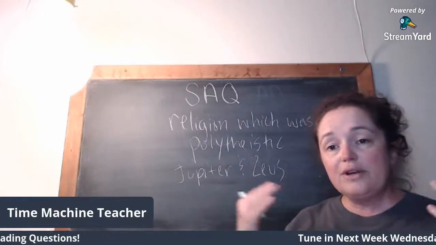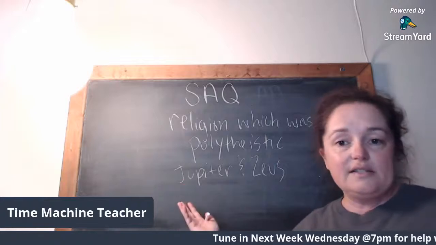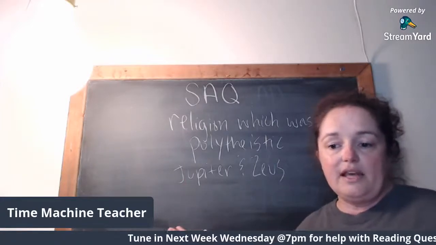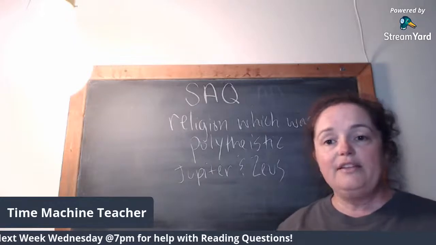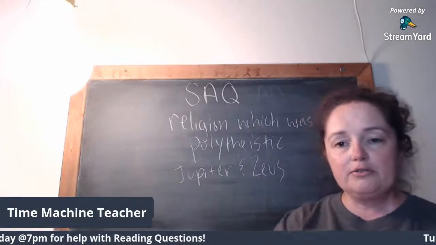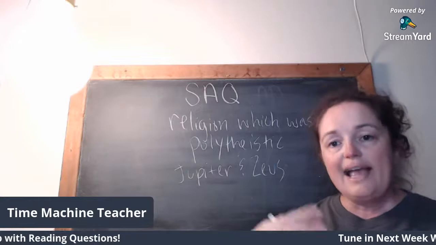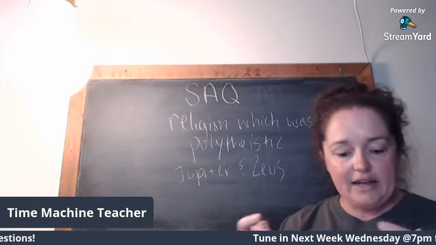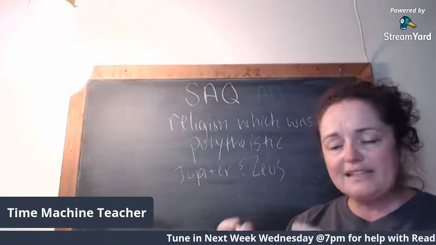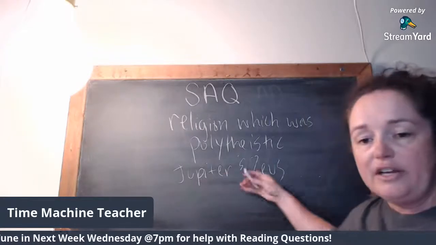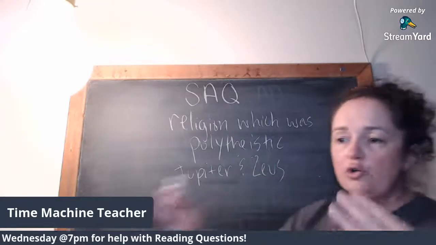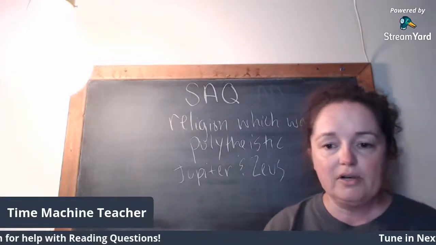Then I want to address the why. Why is this important? Why is this something that has substance to it? That's where you could put in that Greece borrowed from Roman culture, and they had similar gods for that reason. So you can say this similarity is a result of Greece borrowing from Roman culture.